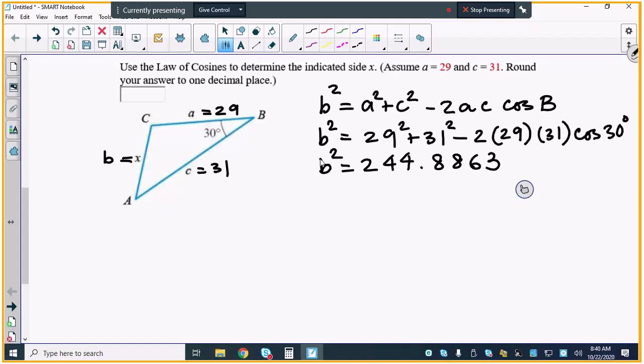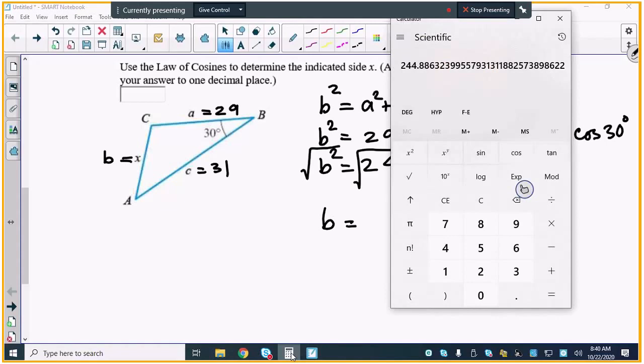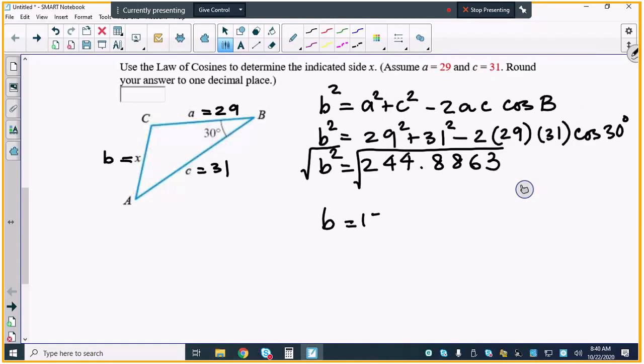Now I'm going to take the square roots on both sides. And remember, since I'm talking about the length of the side of the triangle, I'm only going to use the positive solution. So we'll say B is equal to the square root of this number, and I'm going to round it to one decimal place. So it will be 15.6. That will be the length of the side. That answers my question.